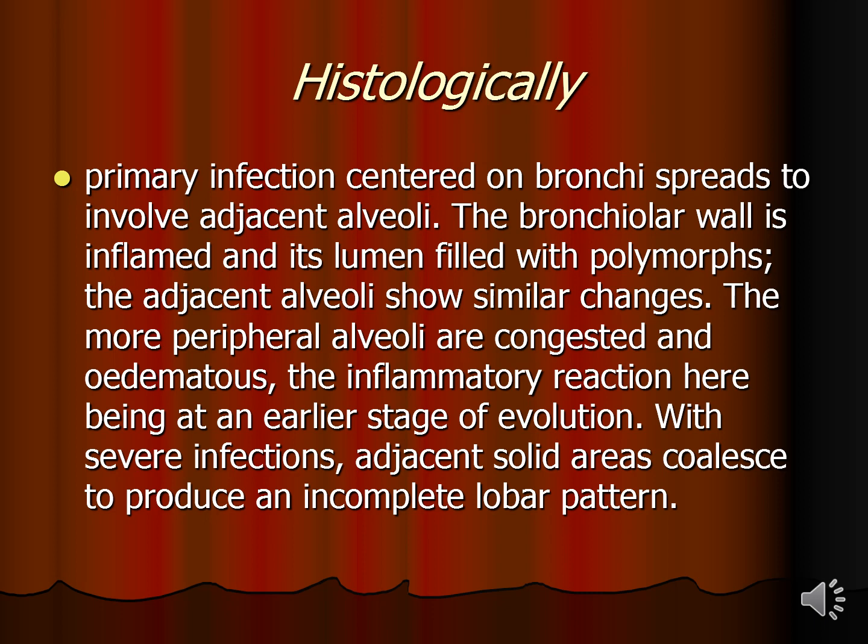Histologically, primary infection centered on bronchi spreads to involve adjacent alveoli. The bronchiolar wall is inflamed and its lumen filled with polymorphs. The adjacent alveoli show similar changes, please remember. The more peripheral alveoli are congested and edematous, the inflammatory reaction here being at an earlier stage of evolution.